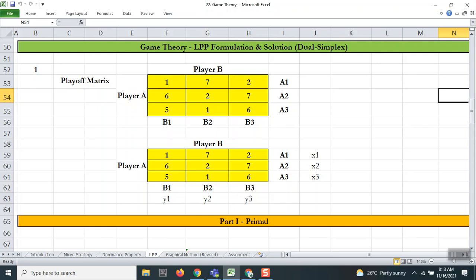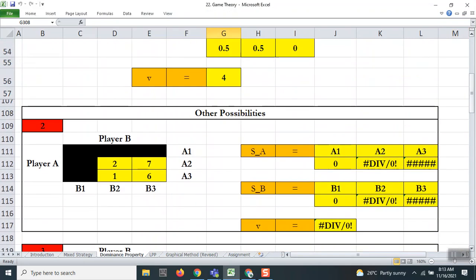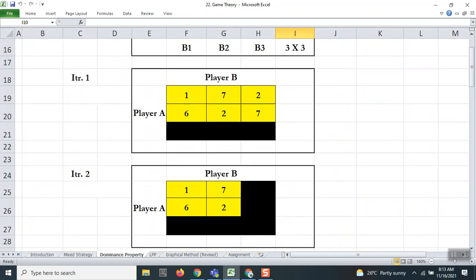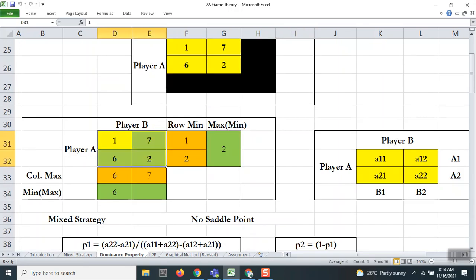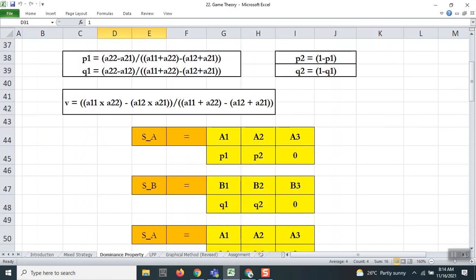Right. So in the previous class, we talked about the dominance property. We talked about a three by three matrix, and the way you can remove the unnecessary or not so important columns and rows. It's actually the removal of the not so promising outcome, so that you have a fruitful outcome. Generally, we curtail it to a 2 by 2 matrix, then we solve and we finally get our value of the game.